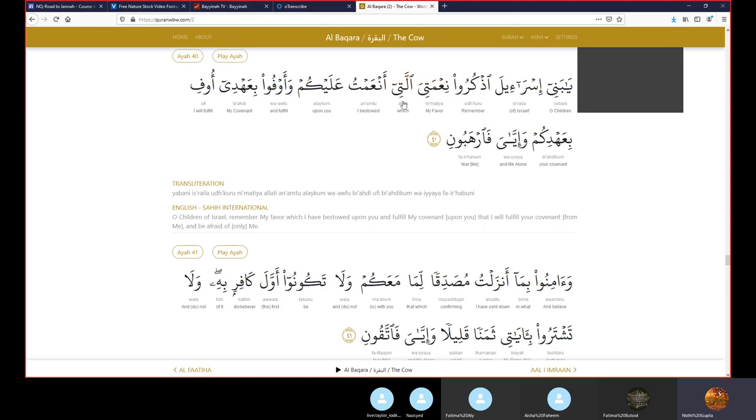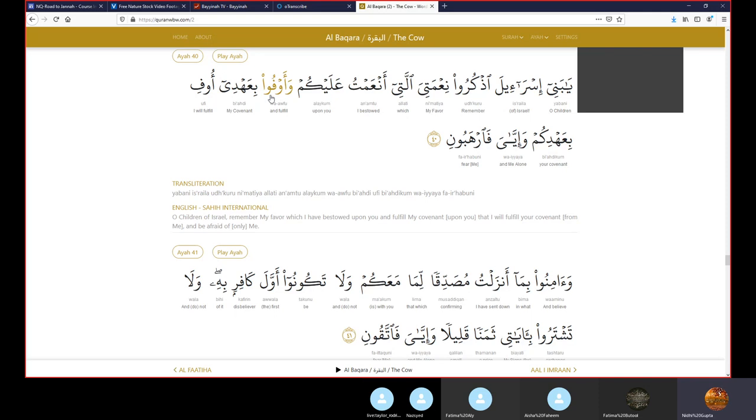My favors, allati an'amtu, which comes from the same root word, noon, ayn, and meem. Here again, noon, ayn, meem, ni'ma and an'amtu. So remember those favors which I favored you with, which I bestowed. Alaikum is made up of two words, ala and kum. Kum means all of you, and ala means upon. So, O Bani Israel, O children of Israel, udhkuru, remember ni'matiya, my favors, allati an'amtu, which I bestowed, or favored you, alaikum, upon you. Wa ufu.